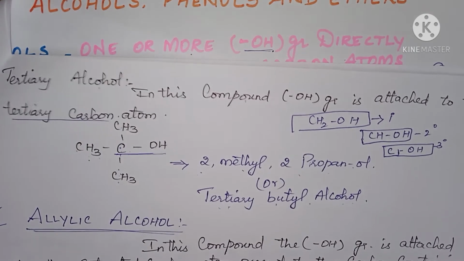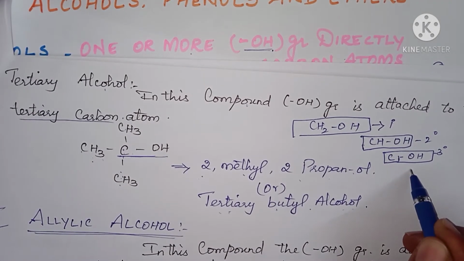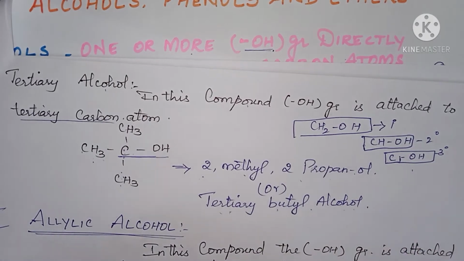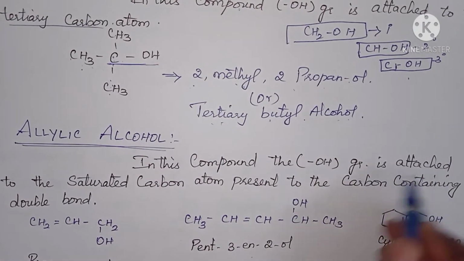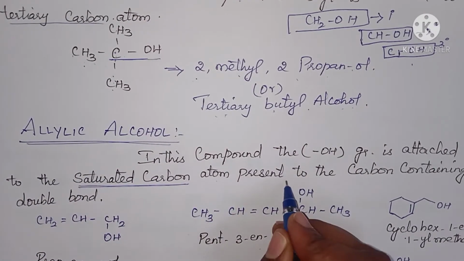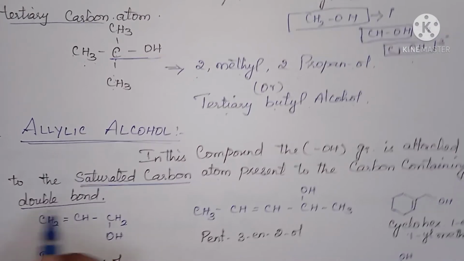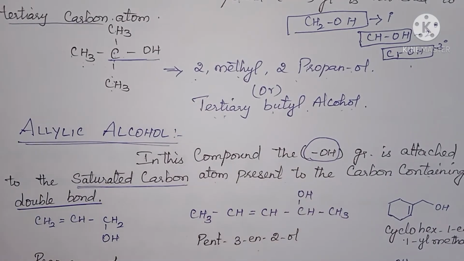Okay, now next one, allylic. How to name an allylic alcohol? Primary, secondary, tertiary: I have given the tips on how to identify them. Now, how to identify an allylic alcohol. Here in this compound, the OH group is attached to a saturated carbon. Note the point: a saturated carbon atom present next to the carbon containing the double bond. Here also a double bond is coming, but where the OH group is attached is very important, whether it is attached to the double bond side carbon or a saturated carbon.